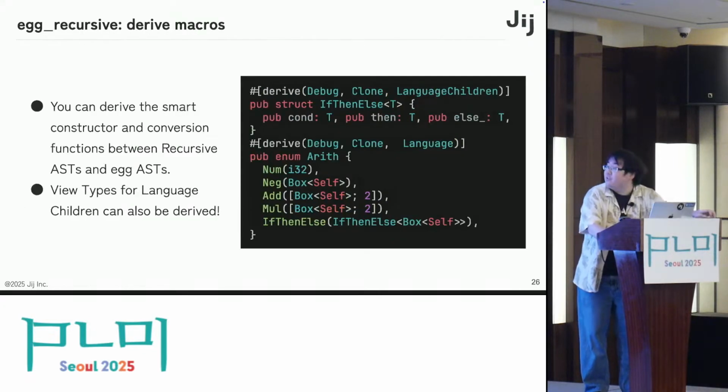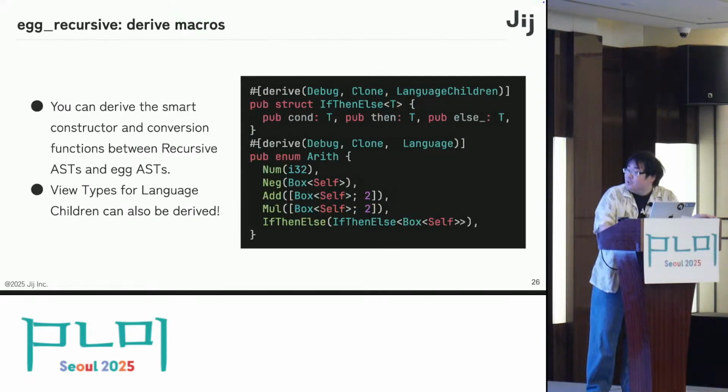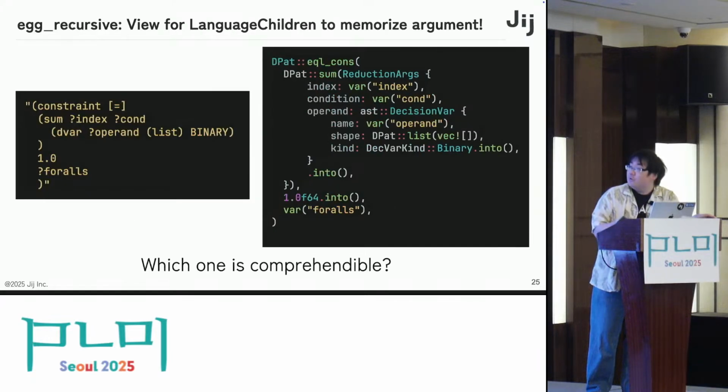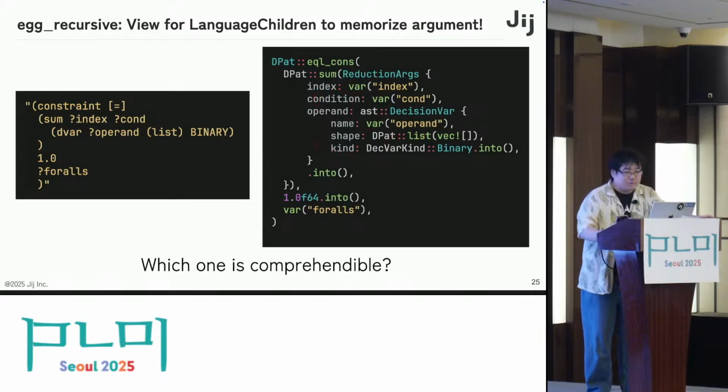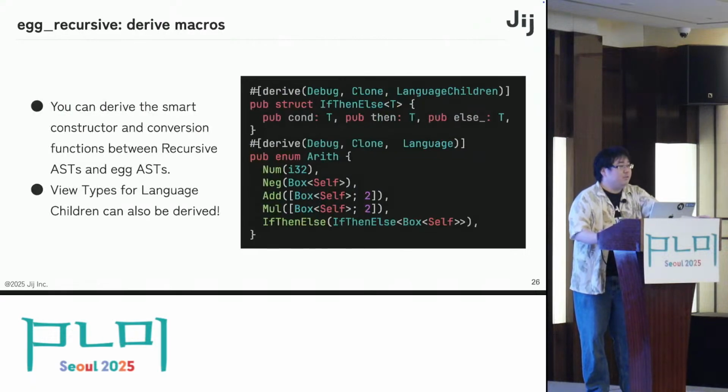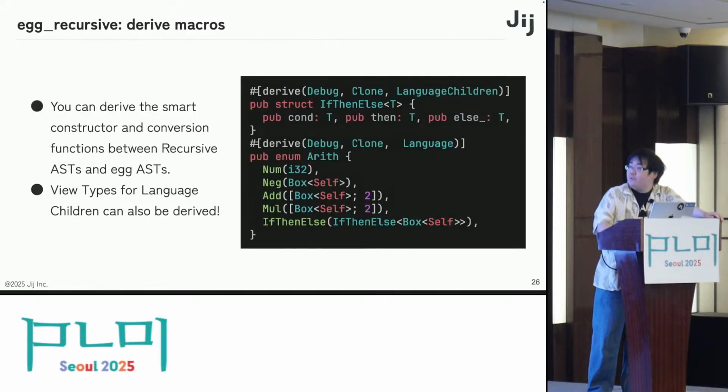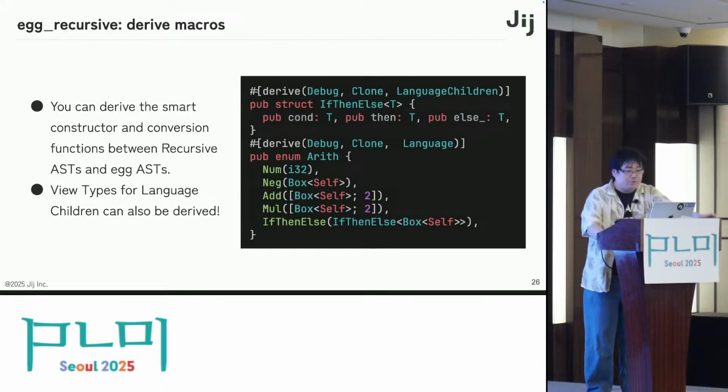Okay, it seems that we are running out of time. So large arguments can be guarded with view types that provide named arguments, okay? And we can derive such definitions and smart constructors with macros, okay?